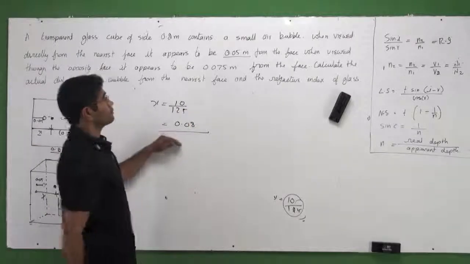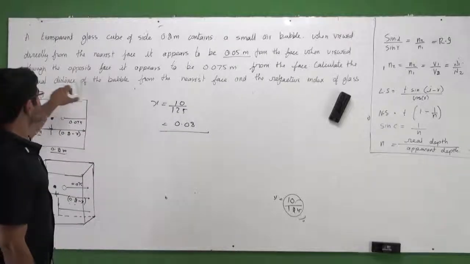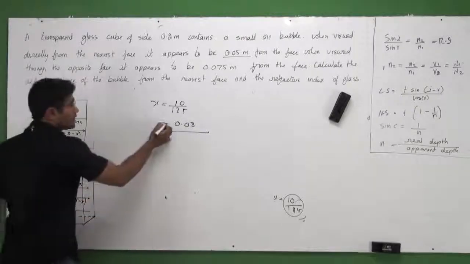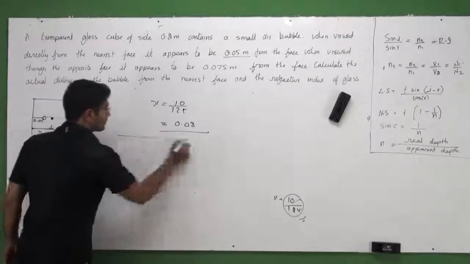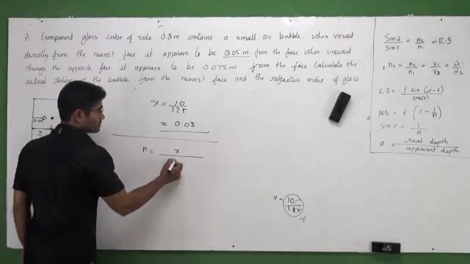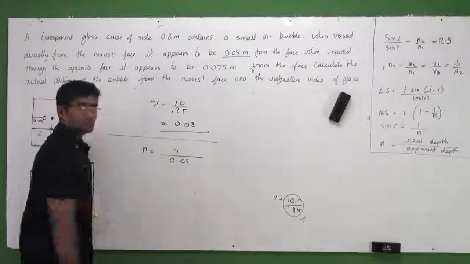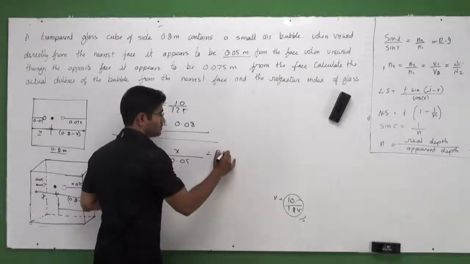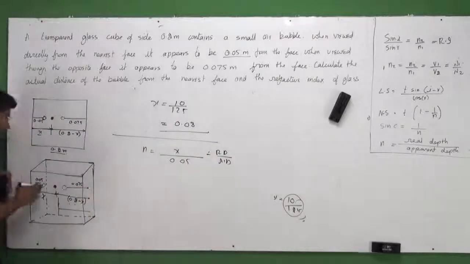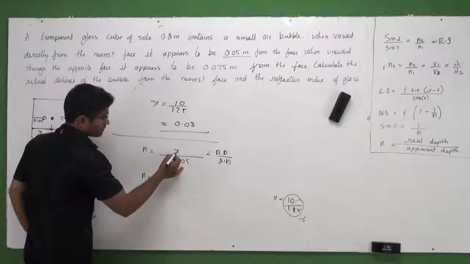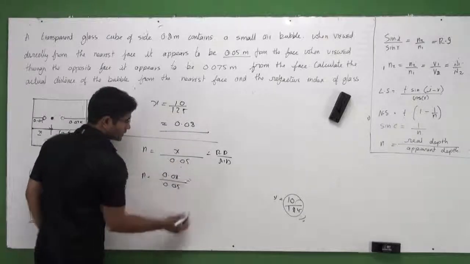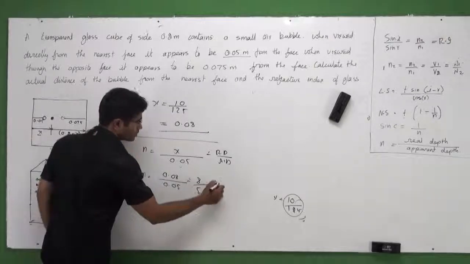It was to calculate the actual distance of the bubble from the nearest face, that is the value of x, and I got it like that. Again, I have to calculate the refractive index. From the first equation, the refractive index is the real depth divided by the apparent depth, 0.05. The real depth is x, which is 0.08, and the apparent depth is 0.05. So the refractive index of the medium is 0.08 divided by 0.05, that comes to 8 by 5, that is 1.6.